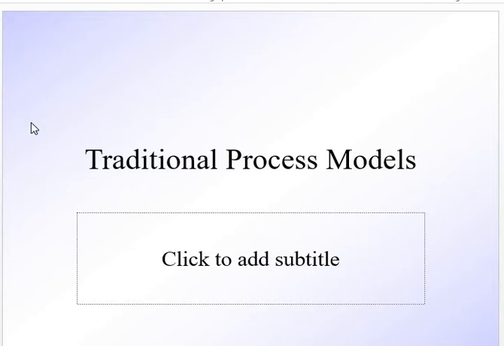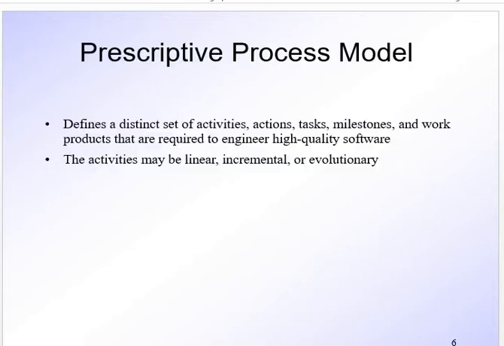So we are seeing the first model, that is the traditional process model. This model, or we can say the prescriptive process model, defines the distinct set of activities, actions, tasks, milestones, and work products that are required to engineer high quality software.